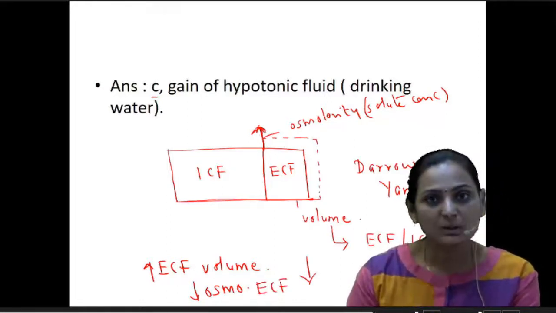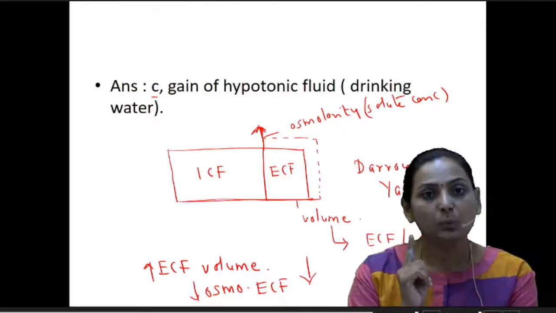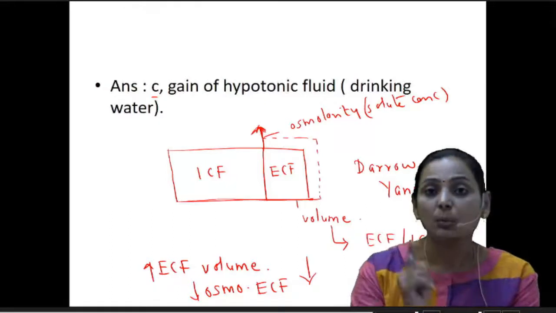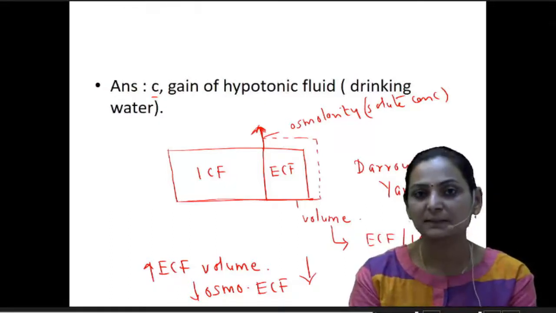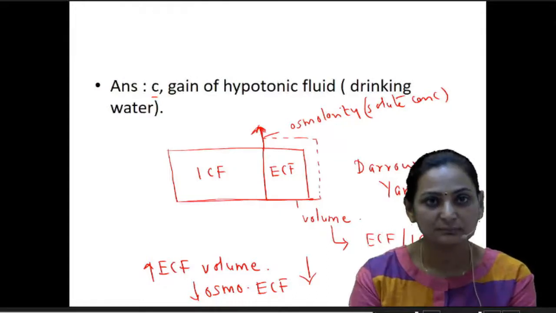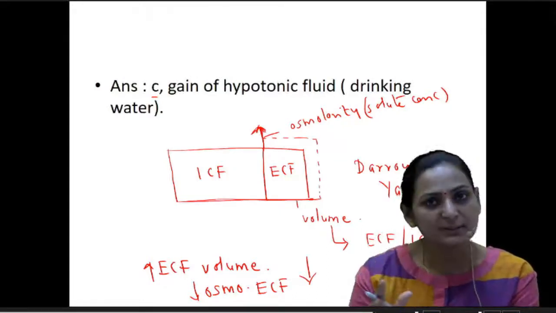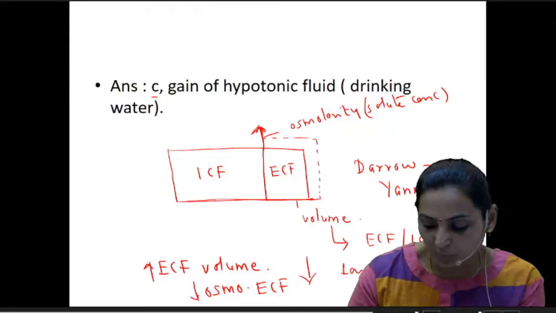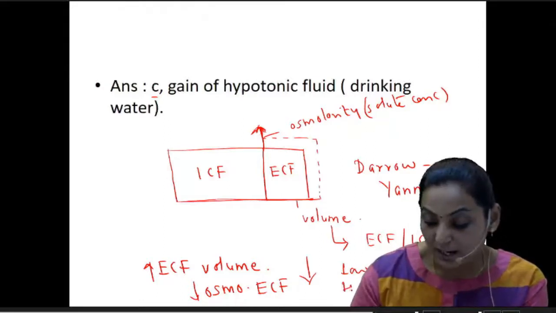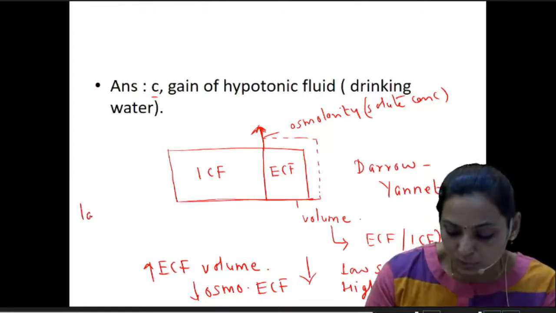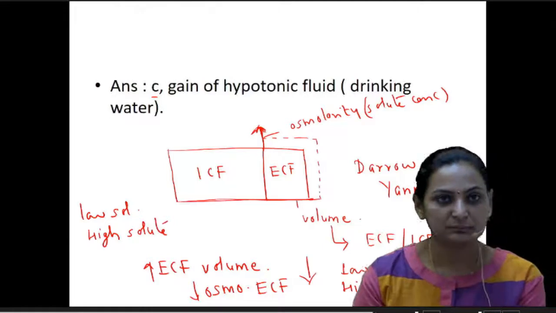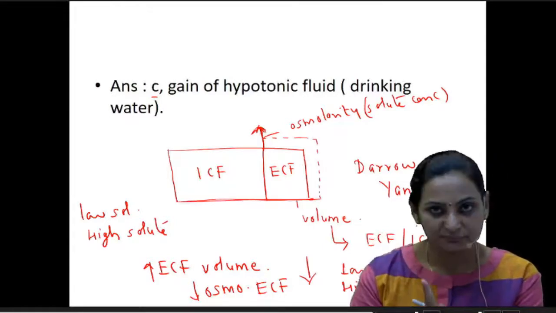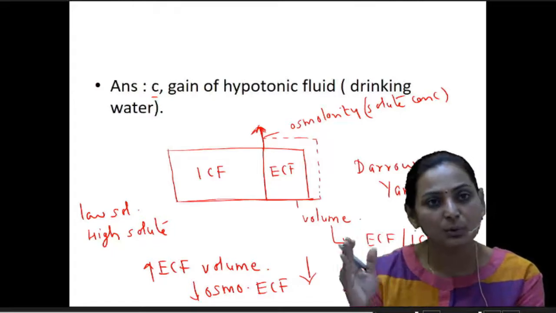Now, when the osmolarity of ECF decreases, what will be the direction of osmosis, or what will be the direction of fluid? The water will always move from low solute to high solute concentration. Are you getting? The movement of water will be from low solute to high solute.